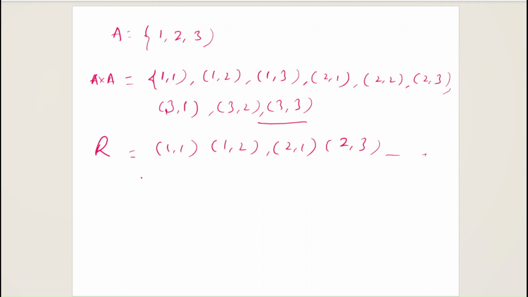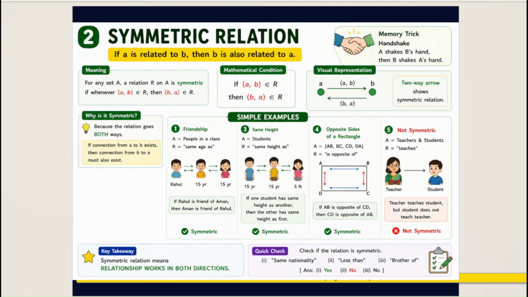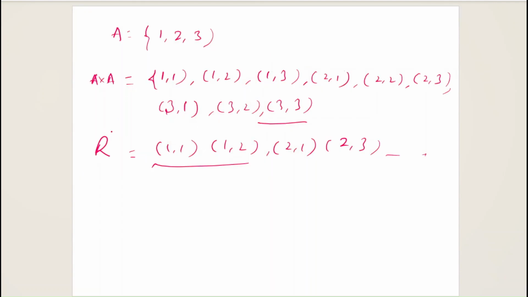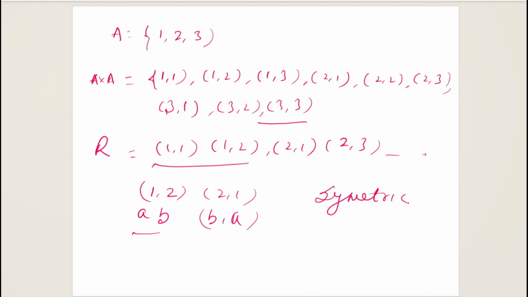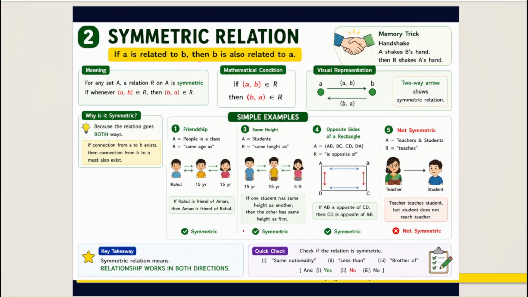So relation is this much only. That means selected pairs. Now, if A is related to B, then B is also related to A. So any such relation is known as symmetric. This relation will be symmetric if it contains (1, 2), then (2, 1) should also be there. If this is A, this is B, then (B, A) should also be there in the relation. Then only such a relation is known as a symmetric relation, right?